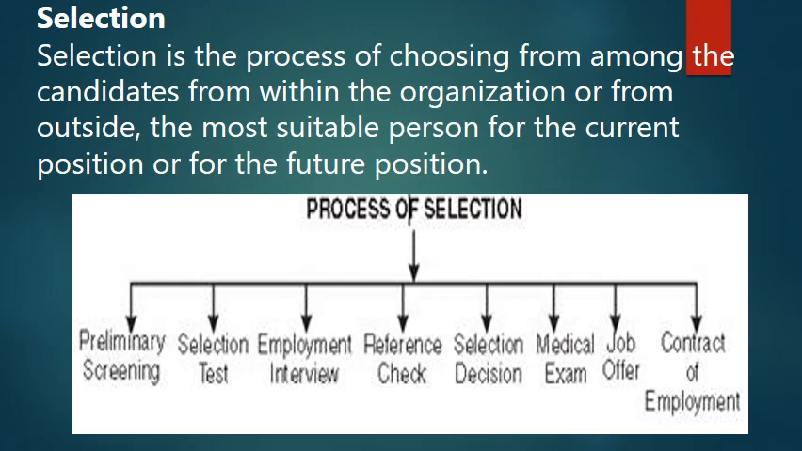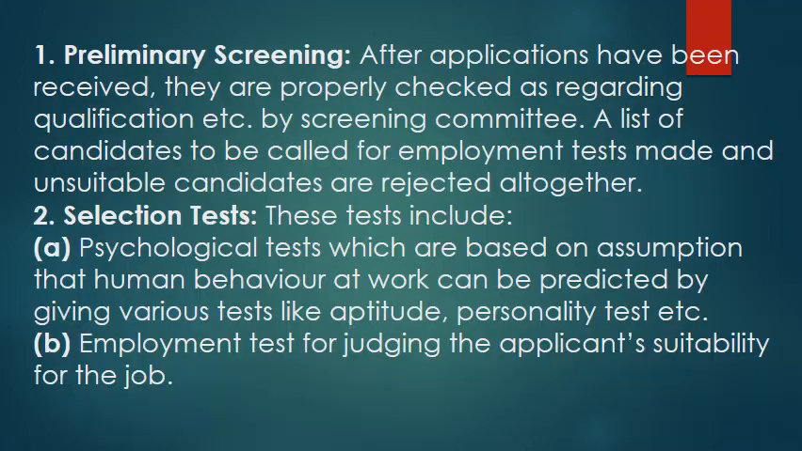Now in choosing the most appropriate candidate, a process has to be completed. So let us discuss the process of selection. What all steps are taken in order to get finally the most suitable candidate for the organization. This one table is given to you in short. Now let us discuss this process in detail. First, it is preliminary screening.